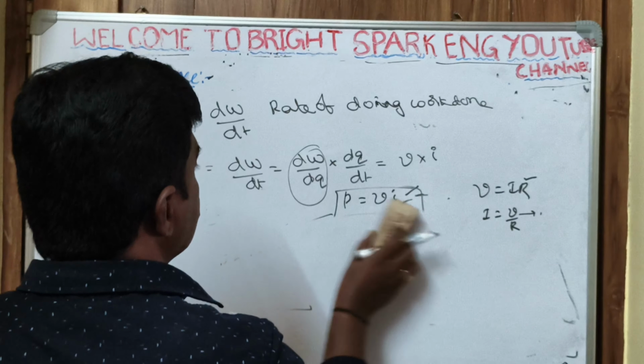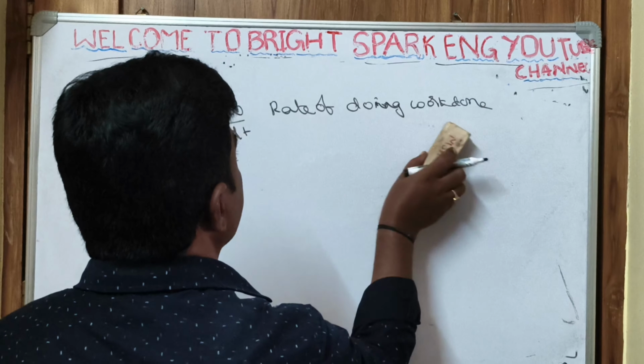Okay. Next, energy. Energy is equal to power into time. Energy is equal to I square R into T, this is one form. Alright, energy is equal to V square by R into time, this is another form.